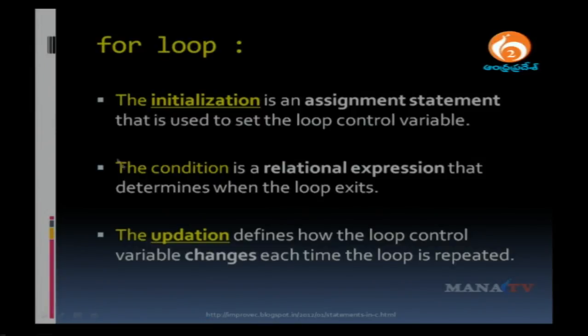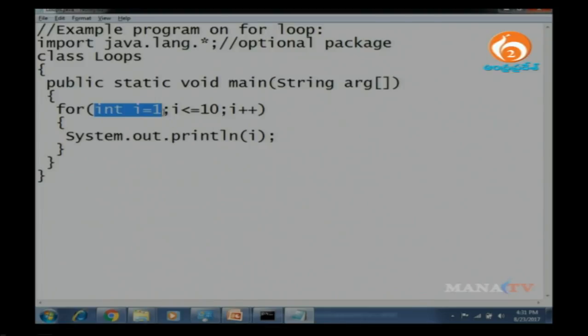Next, second one, condition. It is a relational expression. Condition is a relational expression that determines when the loop exits. Condition means it will be known how many times this loop should be executed. That condition we write here. Here 10 means 10 times it will be executed, 100 means 100 times it will be executed.